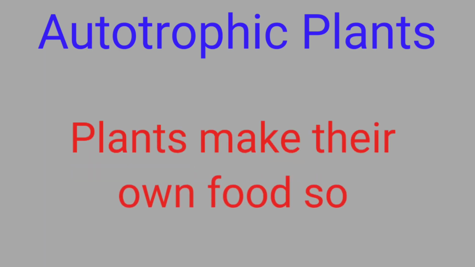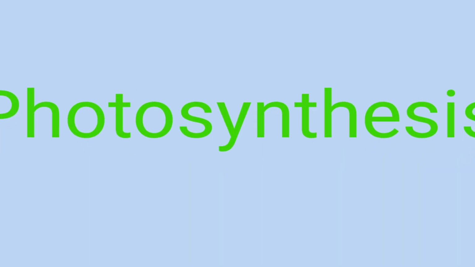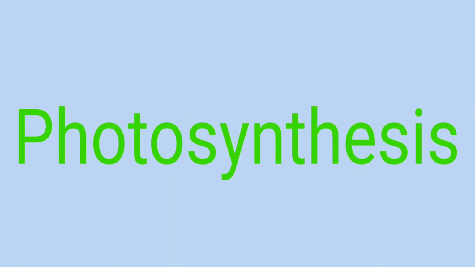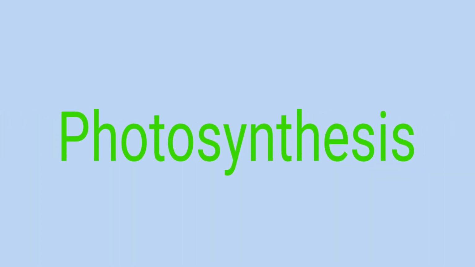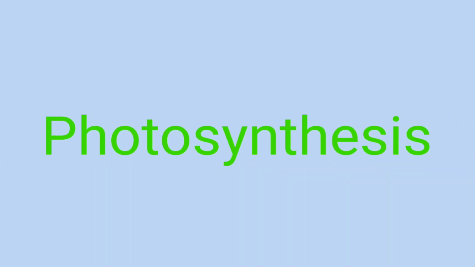Now let's see nutrition in plants. Plants are called autotrophic because plants make their own food. The process used by the plants to make their own food is called photosynthesis. What is the meaning of photosynthesis? Photo means light and synthesis means to make. So in this process light is used by the plants to make their food. That's why the process is called photosynthesis.